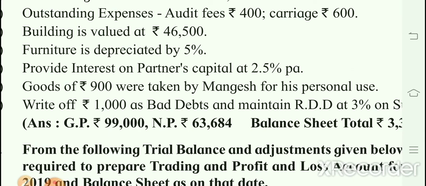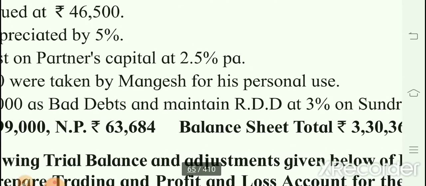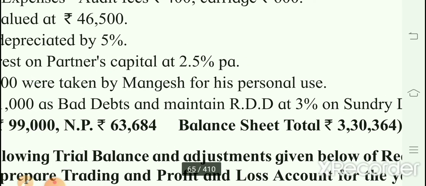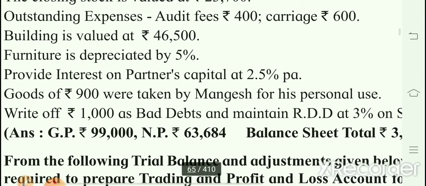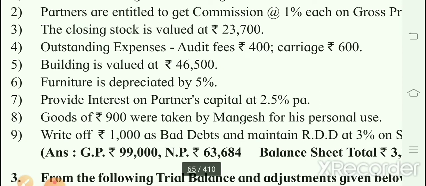See, on asset side we have written sundry debtors as rupees 52,200. From this amount deduct new bad debts 1,000. Remaining amount on inner column will be 51,200. On this amount 51,200 charge 3% RDD. It will be 1,536. The remaining amount of debtors will be now on outer column 49,664. This is what the first effect of this adjustment is.